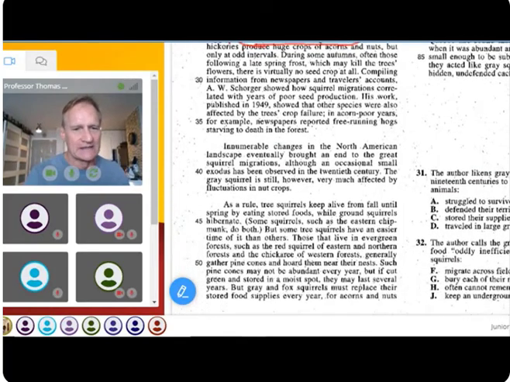Here, in changes in North American landscape eventually brought an end to the great squirrel migration. Okay, there's a comma there. Although occasionally small exodus in the century, that can be knocked out. When we do that, you see we've got squirrel migration, shorter, and so forth. All right, so that's what we do.